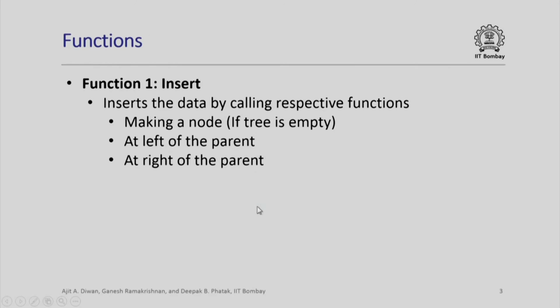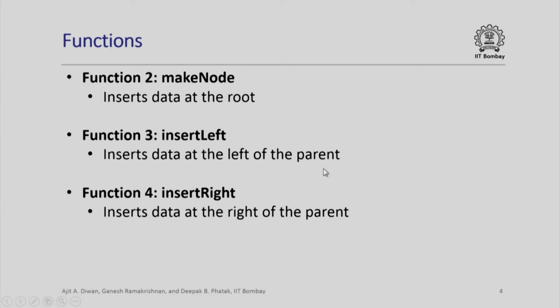The functions that we will need to implement the binary tree: one is of course an insert function, which will insert the data element by calling the appropriate functions, which could be either make a node if the tree is empty, or insert at left of the parent, or insert at right of the parent. So, this is exactly what we looked at when we saw the construction of a binary tree, and this insert is then the main function which will help us construct the tree by inserting elements one at a time.